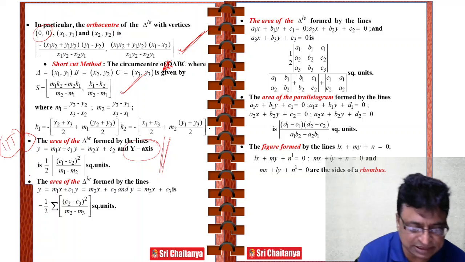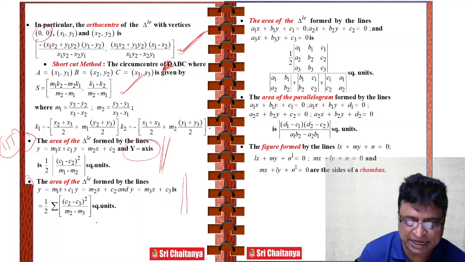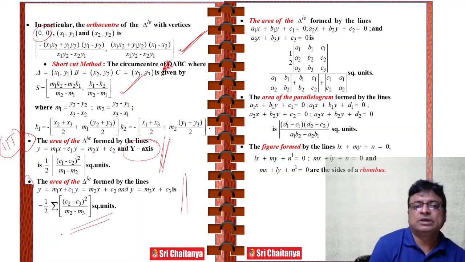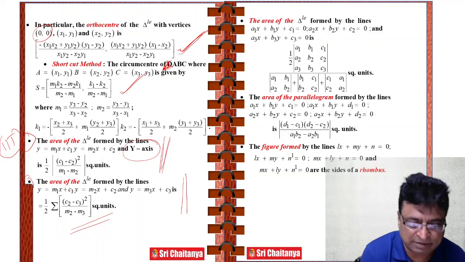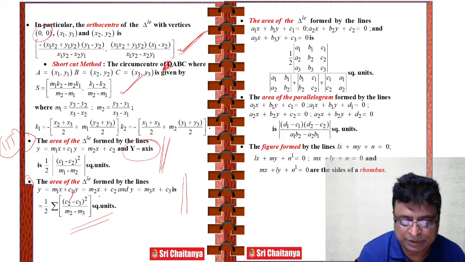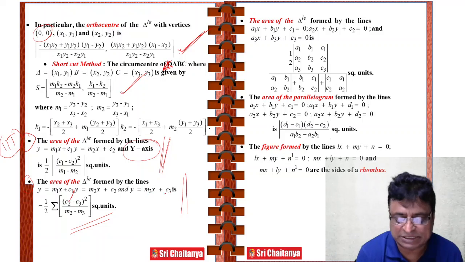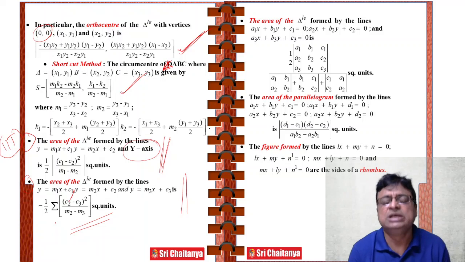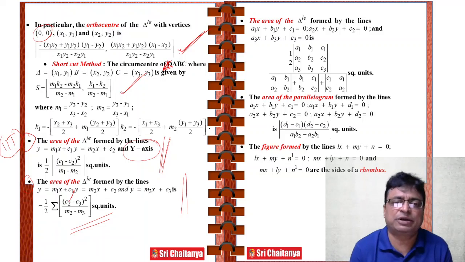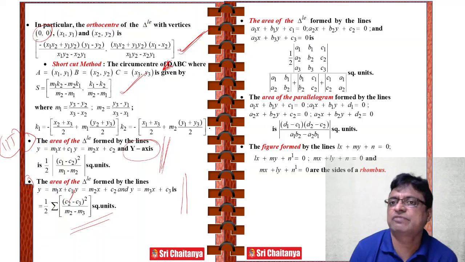On the same lines, this is also the formula to find the area of a triangle. That means if three lines are given, y equal to m1x plus c1, y equal to m2x plus c2 and y equal to m3x plus c3, then the area of the triangle formed is half into modulus of c1 minus c2 whole square by m1 minus m2, plus c2 minus c3 whole square by m2 minus m3, plus c3 minus c1 whole square by m3 minus m1, square units.